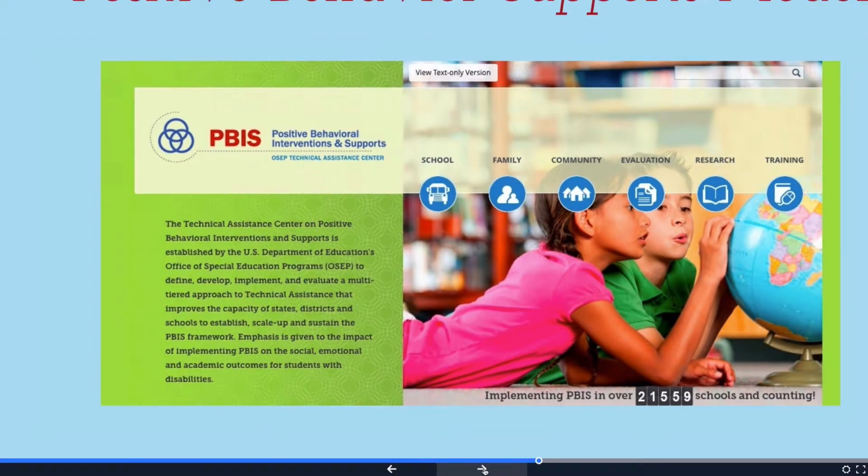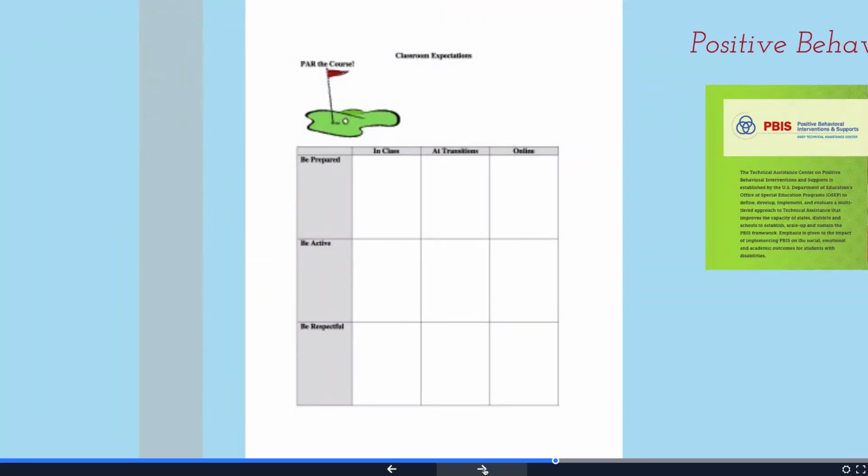One of the things you do in positive behavior support is you make sure you have expectations set up for your classroom. And I decided to model that here for you. I want you guys to PAR the course. And PAR stands for being prepared, active, and respectful.